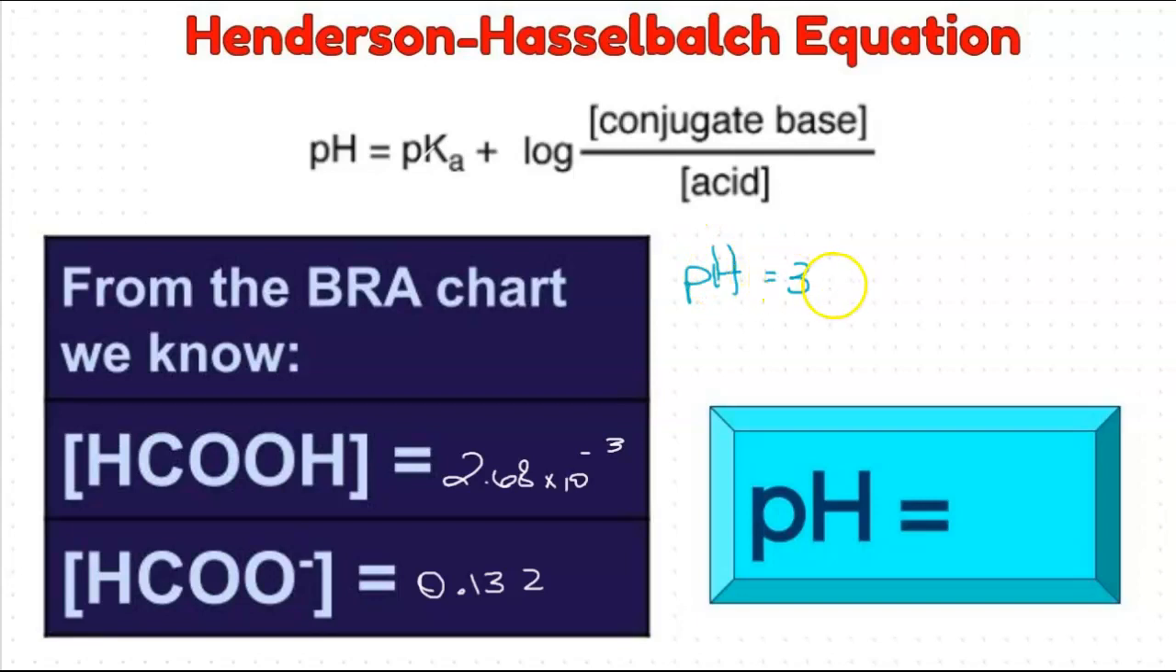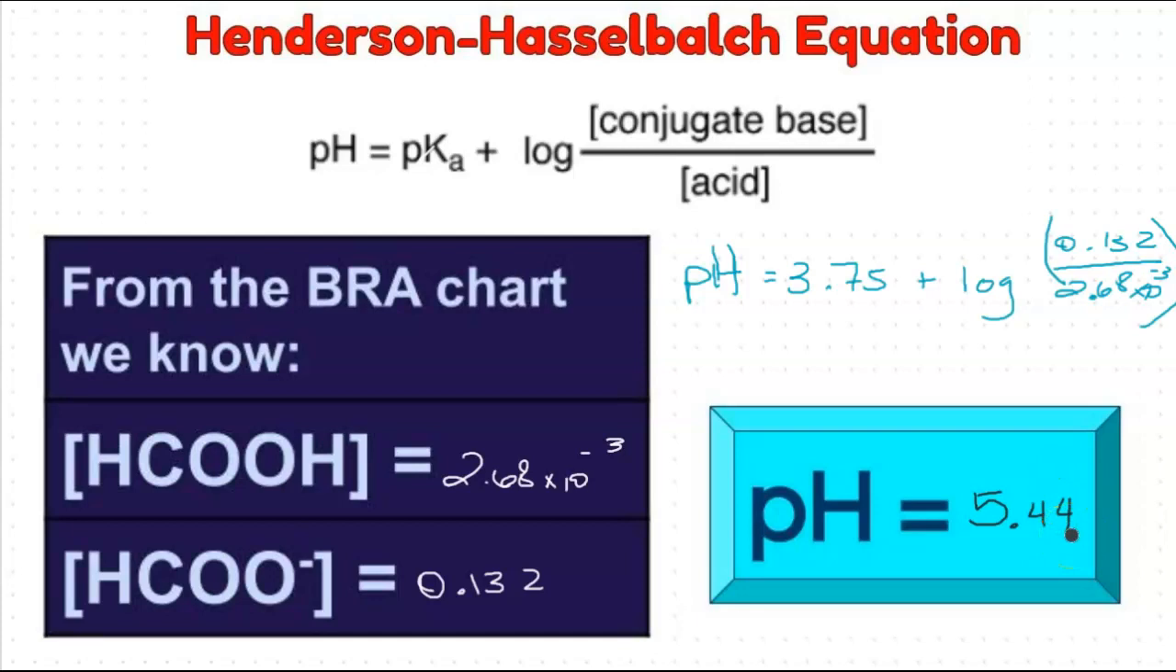Plugging those into Henderson-Hasselbalch, my pH is equal to 3.75, which is my pKa, plus the log of 0.132 divided by 2.68 times 10 to the negative third. When you calculate that out, the pH for this solution has risen to 5.44.